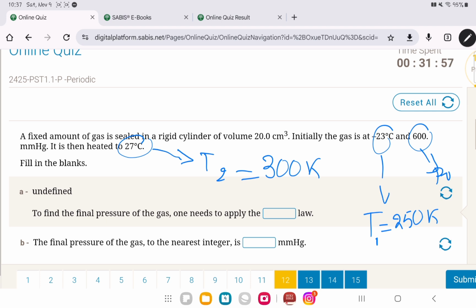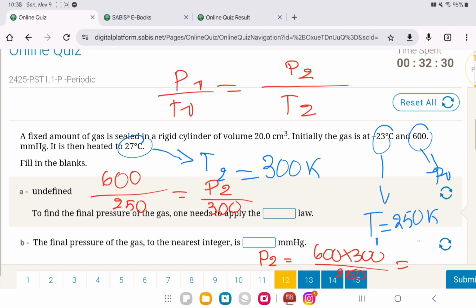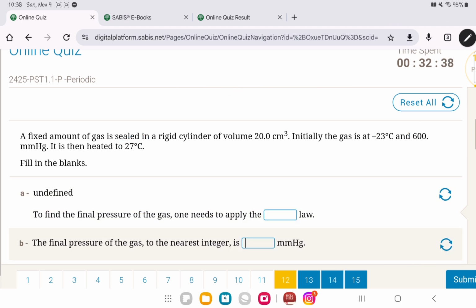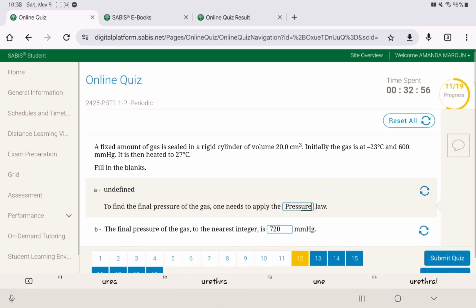We know that pressure 1 over temperature 1 is equal to pressure 2 over temperature 2. Substituting, you are going to get 600 over 250 is equal to pressure 2, that we need to find, over 300. Doing cross multiplication, pressure 2 is equal to 600 times 300 divided by 250. On the calculator, we are going to get 720. So the final pressure, or pressure 2, is 720 millimeters of mercury. And we said that we would be applying the, I forgot to write, pressure law.